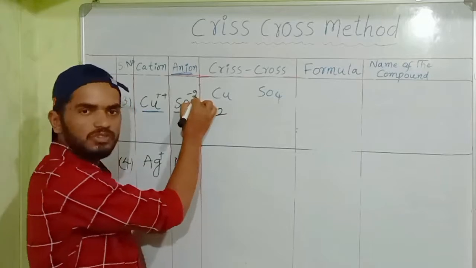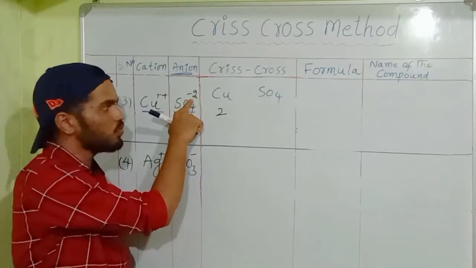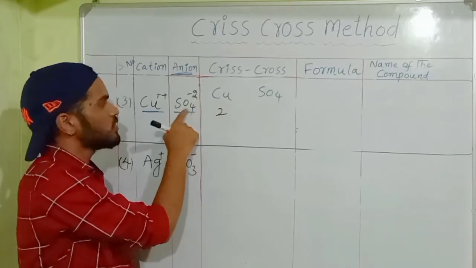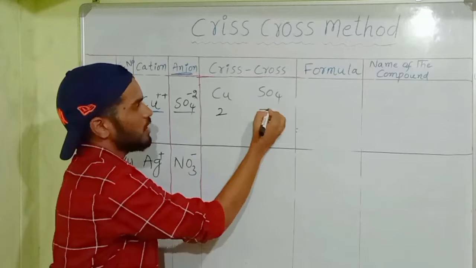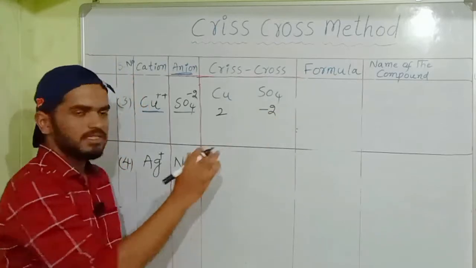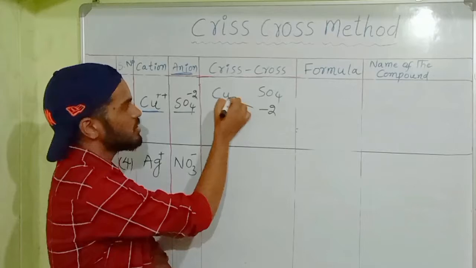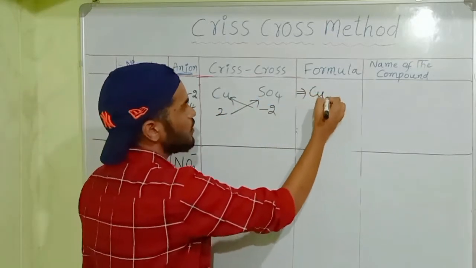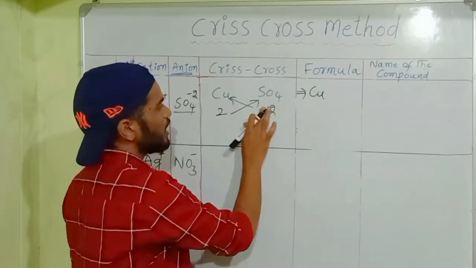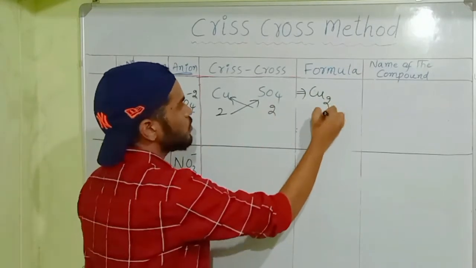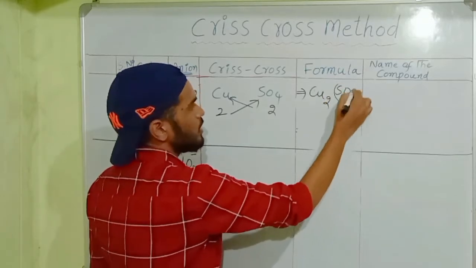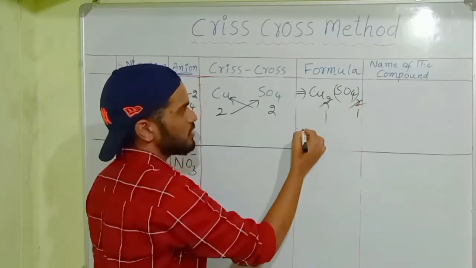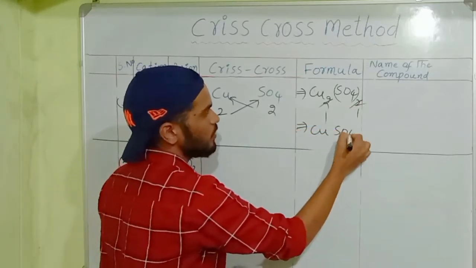And what is the charge of SO4 here? -2. Remember the charge of SO4, sulfate, is -2. Criss-cross means we have to interchange the values like this. Then you will get Cu. No need to take the minus value here. Cu2SO4 taken twice. Here 2 ones are 2 ones, so therefore finally you will get CuSO4.